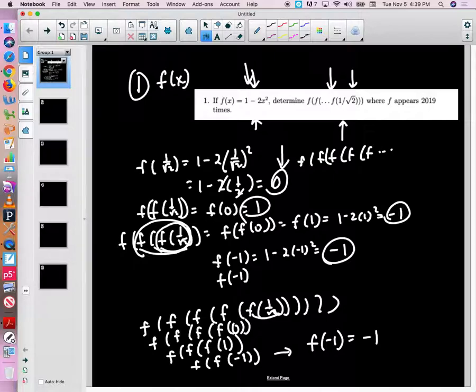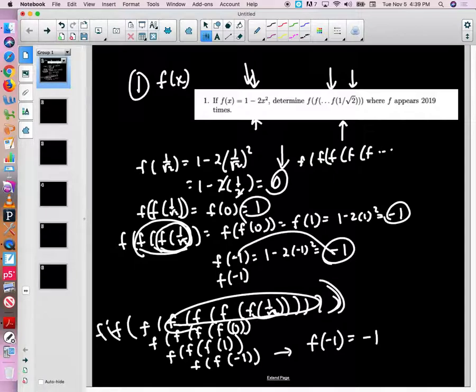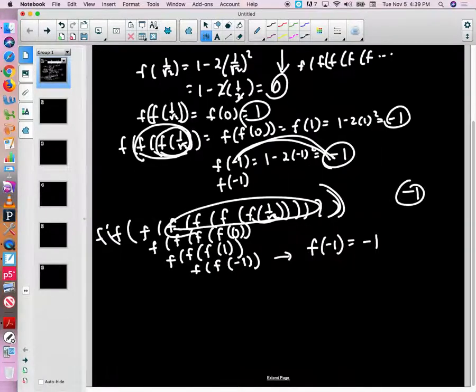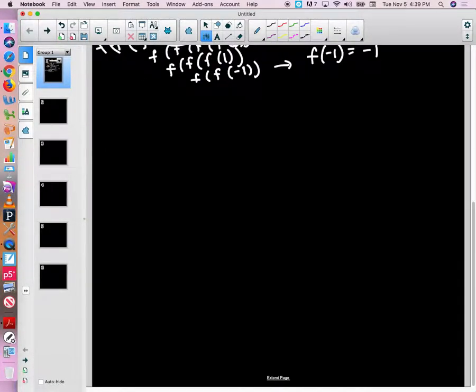So what that means is after these first few, you reach a point where all the ones after it, you're just doing f of negative 1, which is negative 1 every time you get to that point. So the answer to that one is negative 1. Might look back over that and see the pattern. All right, number 2.